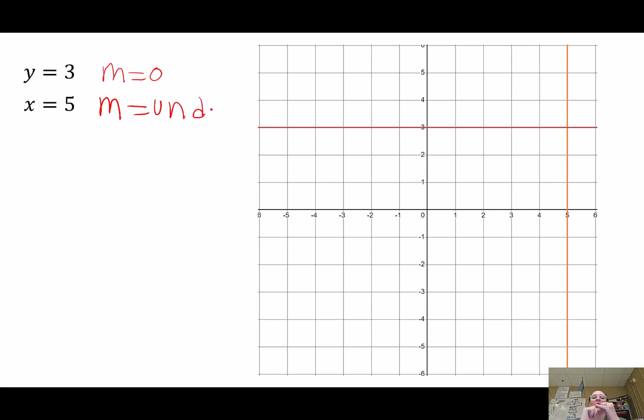So anytime I have y equals just a number and x equals just a number, these are perpendicular, okay? They are always going to cross at a right angle, which would make sense because we're talking about horizontal and vertical. When they cross, it will be a right angle. So if my slope is 0 for one line and my slope is undefined for the other, then they are perpendicular.